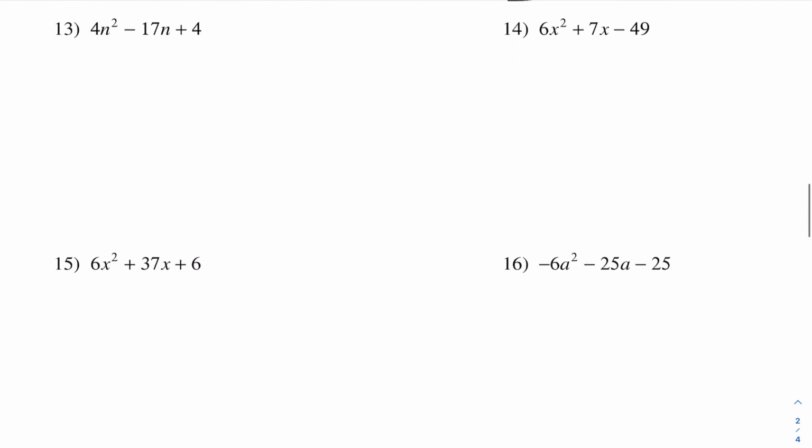All right, let's continue on here. So for this one here, again, no GCF on this, so I go right to my charting, and I'm going to have 4 and 1, 1 and 4, 2 and 2.